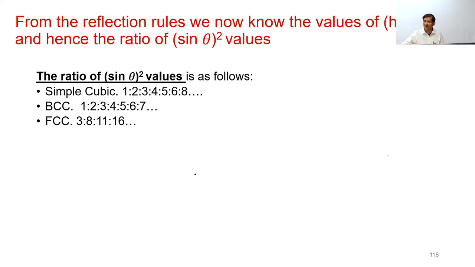Like I showed in the previous slide, this HKL combination can be correlated with the sine theta squared values. So if we note the sine theta values for each peak, square them, and take the ratio of the sine square theta values, that will follow a certain pattern. For any simple cubic crystal, we note the diffraction angles, take the ratio of the sine theta squared values, and that will always follow this particular sequence: 1, 2, 3, 4, 5, 6, 8.